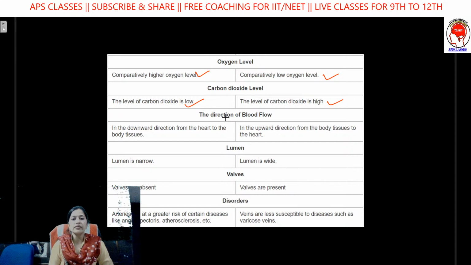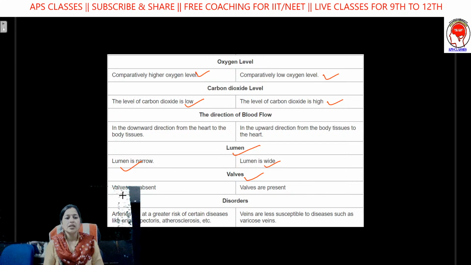Next, the direction of the blood flow. So the difference is based on the direction of the blood flow. In case of the arteries, it is in the downward direction from the heart to the body tissue, whereas in case of the veins, it is in the upward direction from the body tissue to the heart. Next is lumen. In case of the arteries, lumen is narrow, whereas in case of the veins, lumen is wide. Next difference is based upon the valves. In case of the arteries, valves are absent, whereas in veins valves are present.